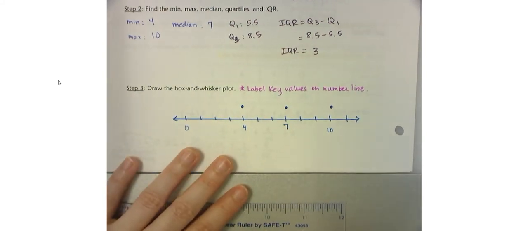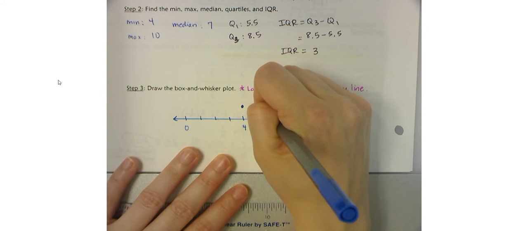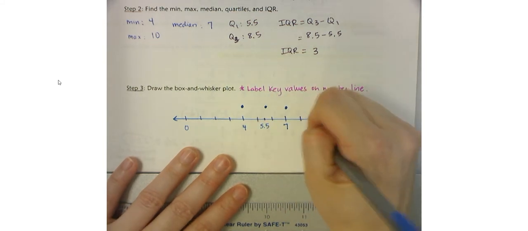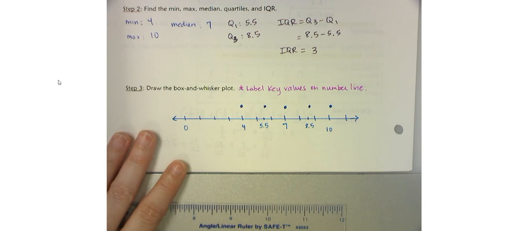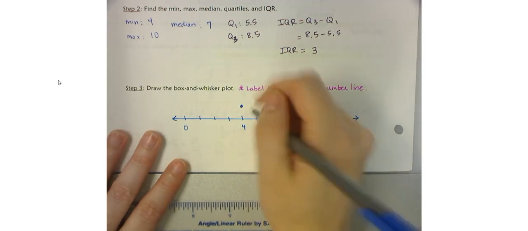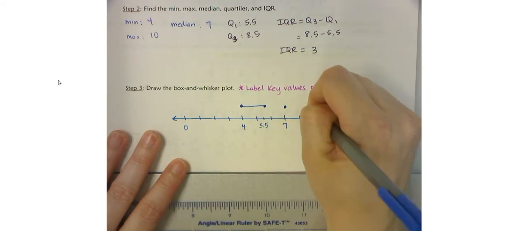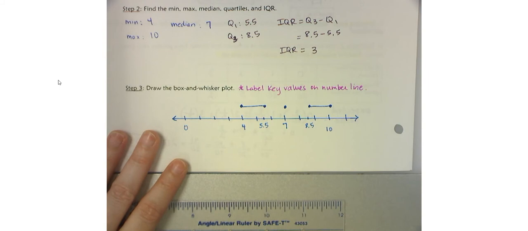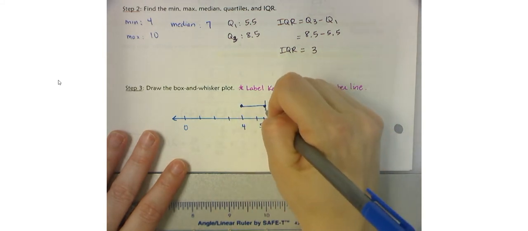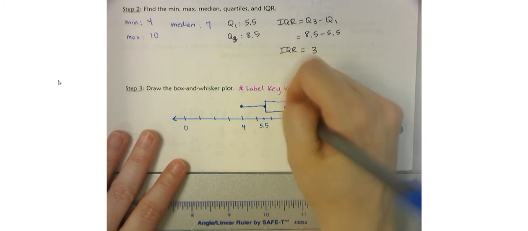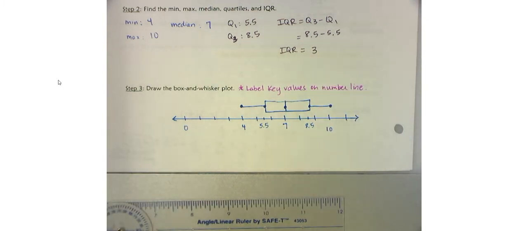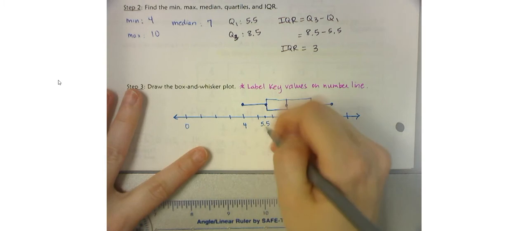And then you are going to connect the first 2 with a straight line and the last 2 with a straight line. And then you're going to make your box. And then you have a line just going straight through your median. The last thing you have to label is your IQR. Okay, so it starts at 5.5, goes to 8.5. So this is how you're going to label your IQR. Okay, questions for me on that? Do you guys understand what I mean by labeling the key values?